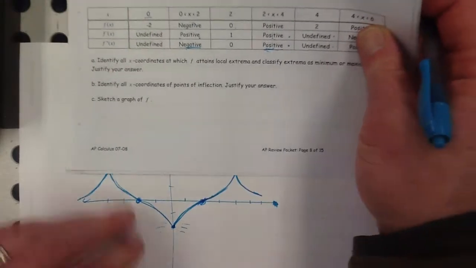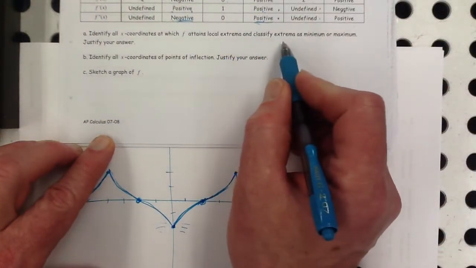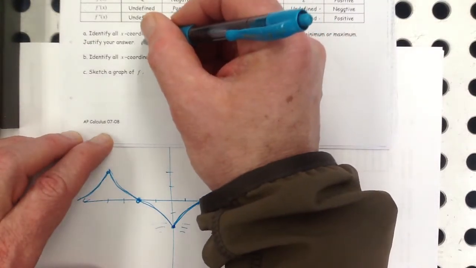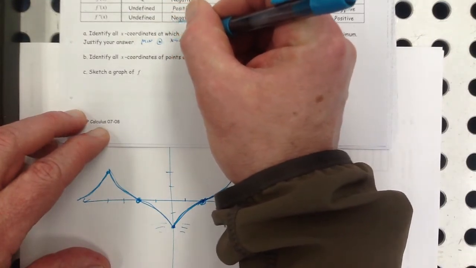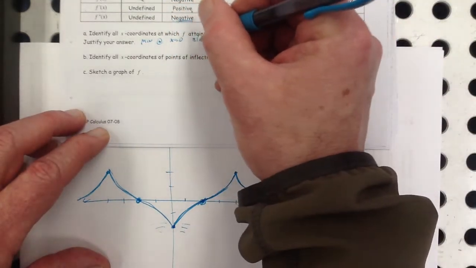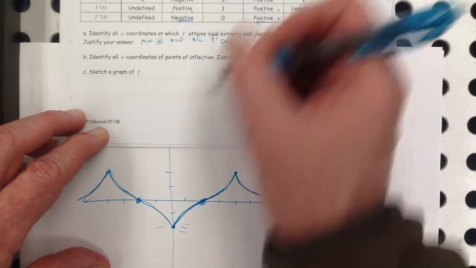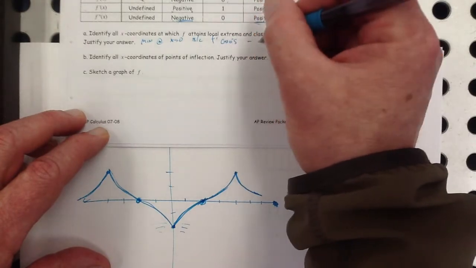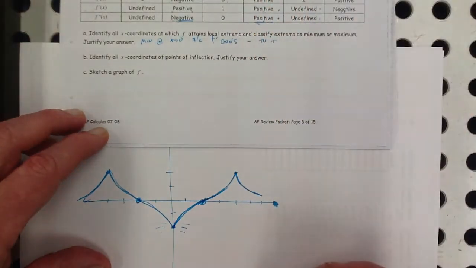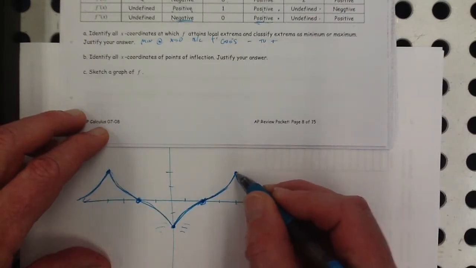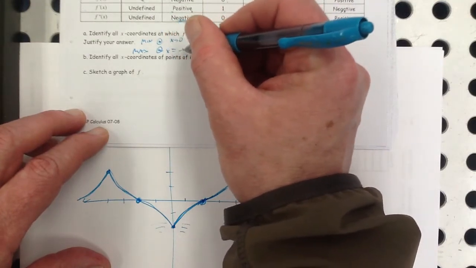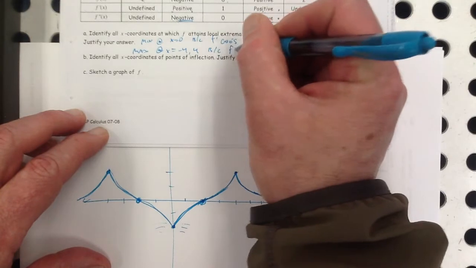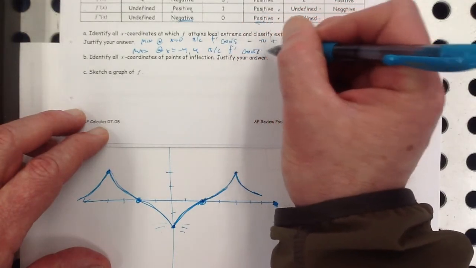Oh, except I have some more parts here. Identify all x coordinates at which f attains local extrema, and classify them as minimums or maximums. So I've got a minimum at x equals 0 because the derivative goes from negative to positive, and I have maximums at -4 and 4 because f prime goes from positive to negative.